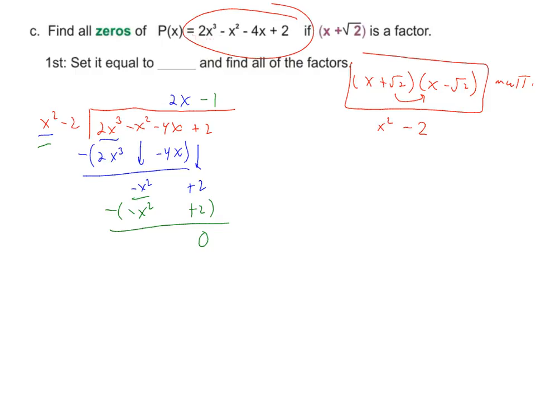And here's what we found. This times this times this equals our original polynomial. So just to be clear, here are the factors: the x plus the square root of 2, the x minus the square root of 2, and the 2x minus 1 are the factors.